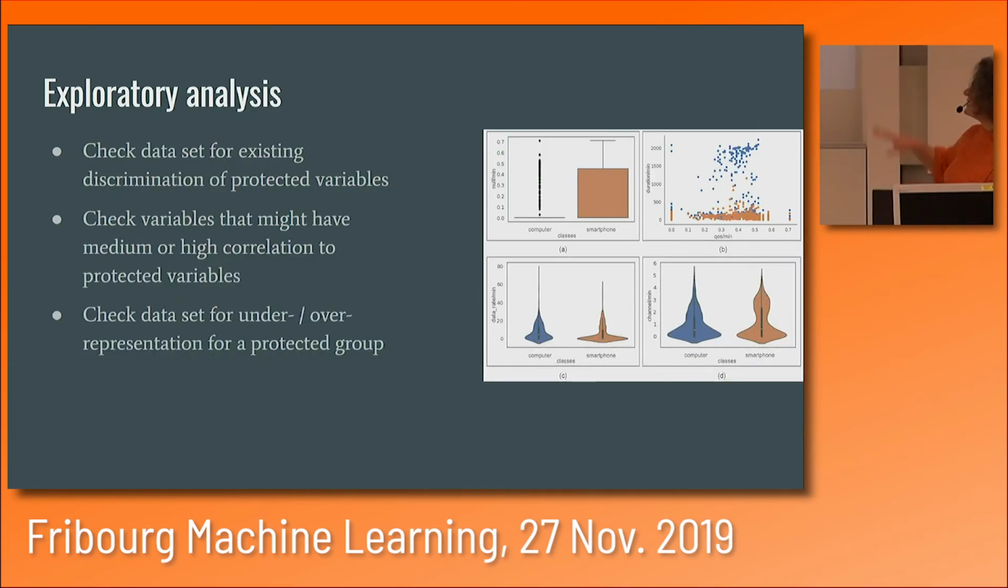So at the stage of exploratory analysis, obviously we need to check for existing discrimination in the data, and check for variables that might have high correlation to protected attributes. So for example, in the US, you have the zip code. The zip code could influence your creditworthiness by itself, it's not clear. But in fact, the zip code encodes your race in the US. So that's a problem. And then check data for under or over representation, obviously, for each protected group.